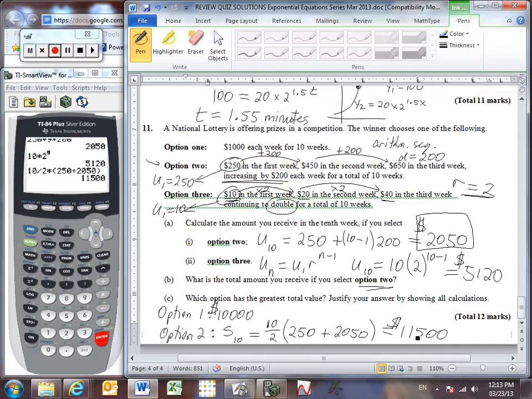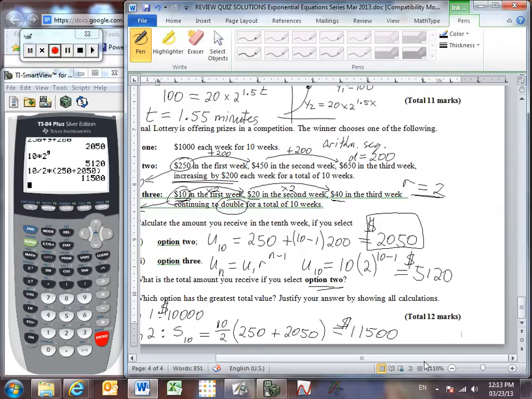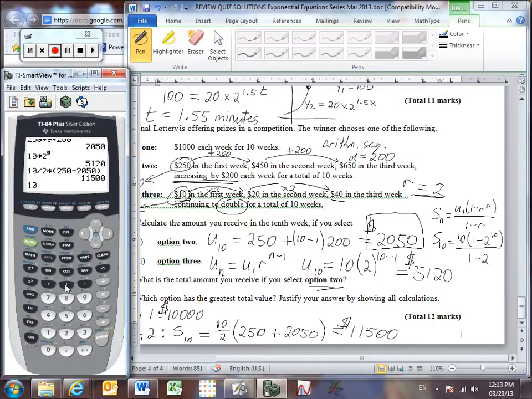But part C says which option has the greatest total value? Maybe option 3 gives us even more money. Option 3, you'll remember, was a geometric sequence. So let's use the geometric sequence formula. And so that was Sn is u1 times 1 minus r to the n, over 1 minus r. In our case, the sum of the first 10 terms is our initial term at $10, times 1 minus 2 to the power of 10, all over 1 minus 2. And let's see what the sum of the first 10 terms is in option 3.